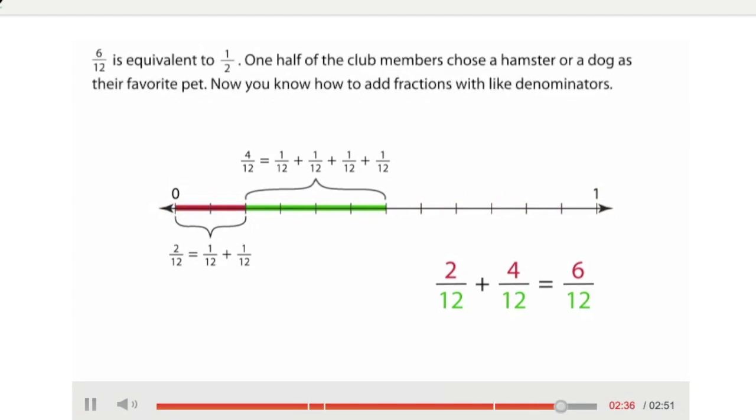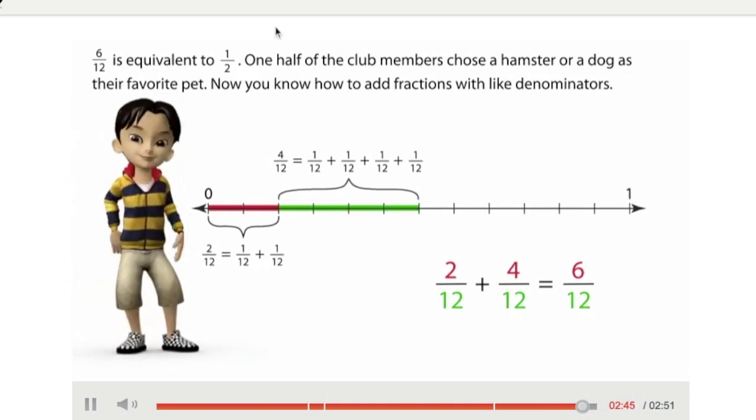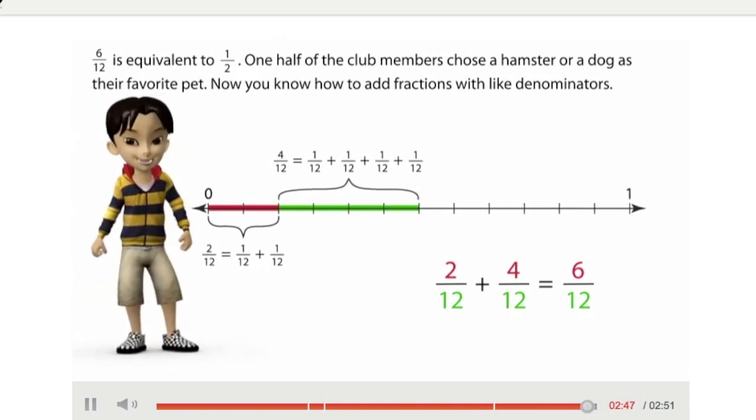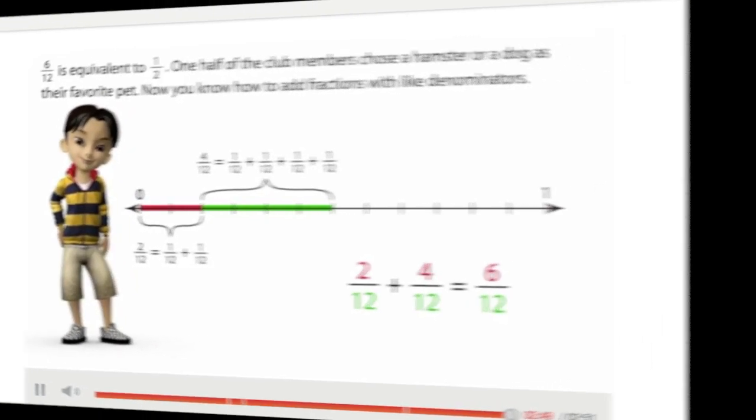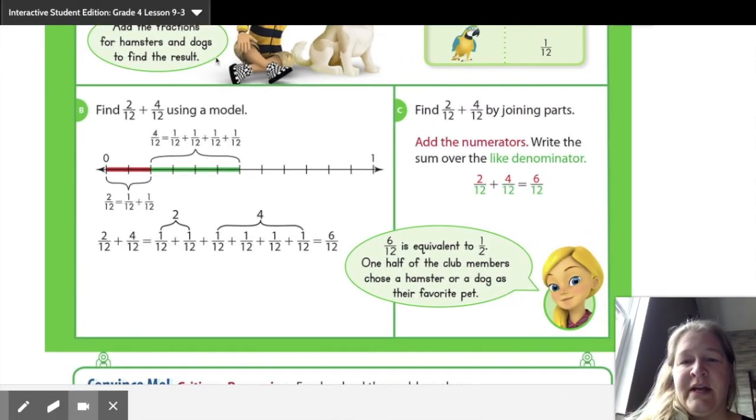6/12 is equivalent to 1/2. 1/2 of the club members chose a hamster or a dog as their favorite pet. Now you know how to add fractions with like denominators. So let's take a look at it this way. On the number line, we saw that it was 2/12 plus the 4/12. And when you add those together, you get 6/12.